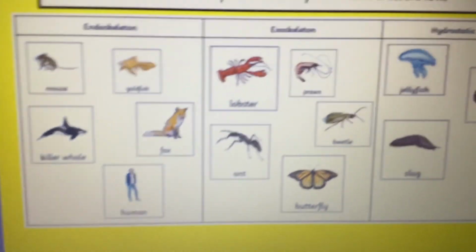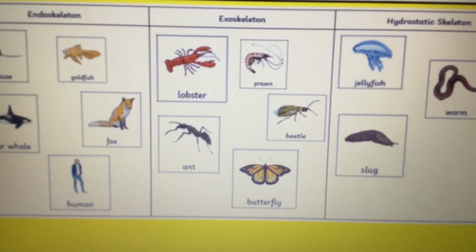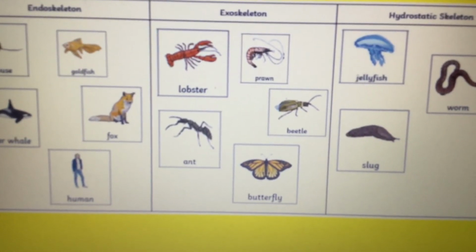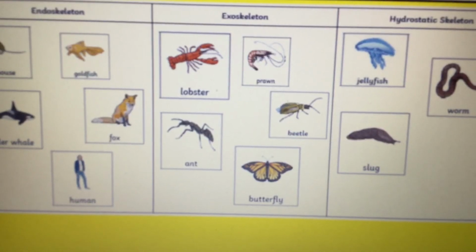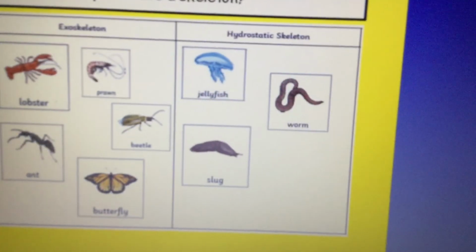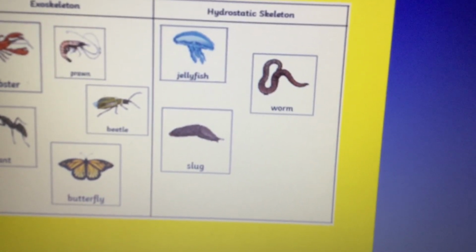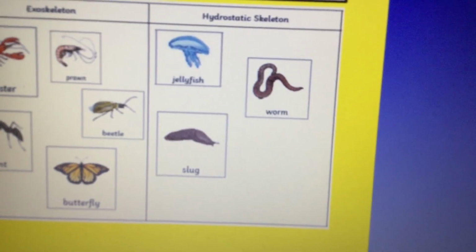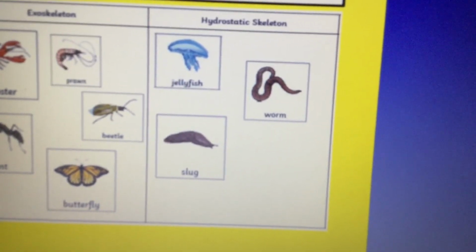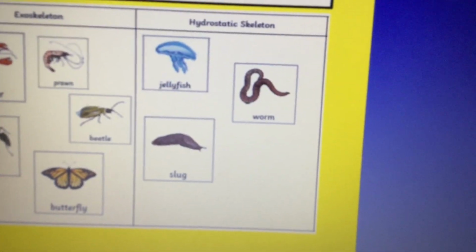In the exoskeleton, where the skeleton is outside of the species' body, you should have lobster, prawn, beetle, ant and butterfly. And finally, in our hydrostatic skeleton, where instead of a skeleton, the species have sacs of liquid to protect their vital organs and their important parts, you should have the jellyfish, the worm and the slug.